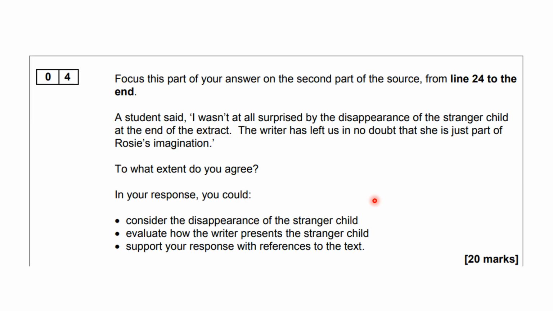So let's have a reminder of what question 4 looked like in the assessment. Focus this part of your answer on the second part of the source from line 24 to the end. The student said, "I wasn't at all surprised by the disappearance of the stranger child at the end of the extract. The writer has left us in no doubt that she is just part of Rosie's imagination. To what extent do you agree?" In your response, you could consider the disappearance of the stranger child, evaluate how the writer presents the stranger child, and support your responses with references to the text.